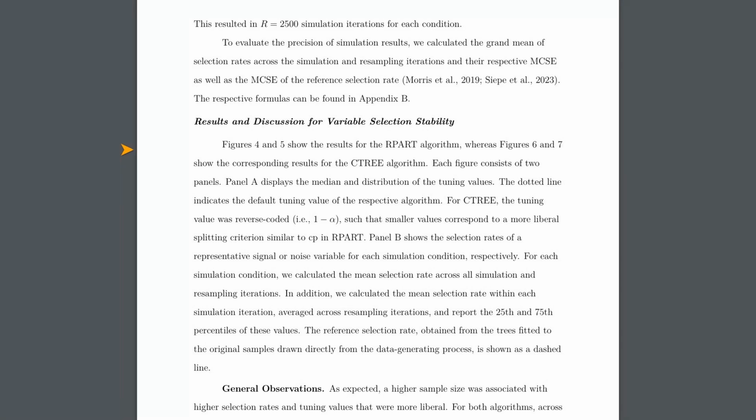This figure shows prediction stability for RPART. The pink dots are the results from the resampling methods. The blue diamond is a reference estimate, adjusted for sample size. And the dashed line is the true reference estimate.